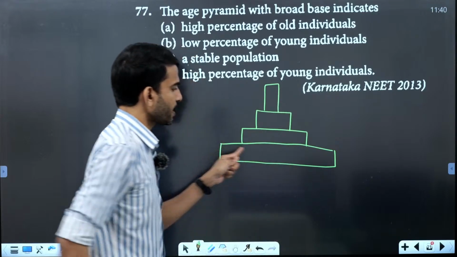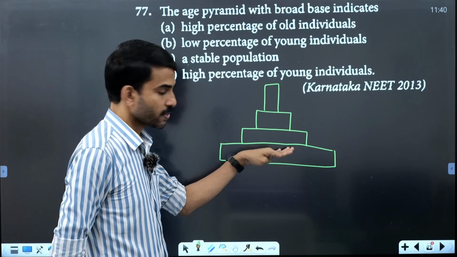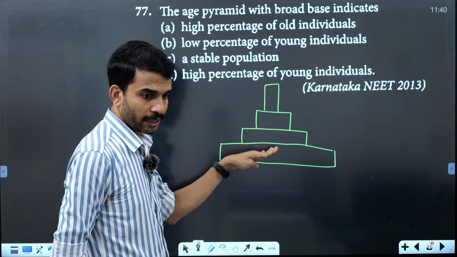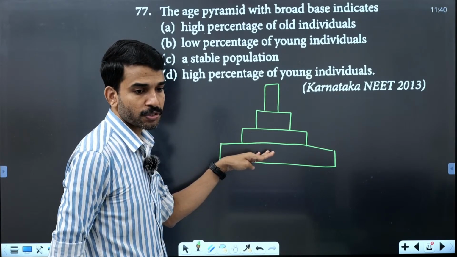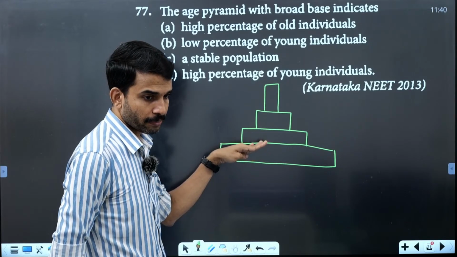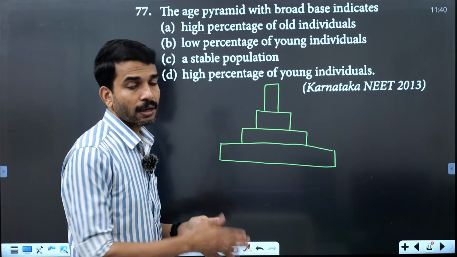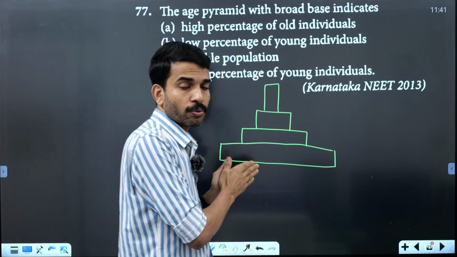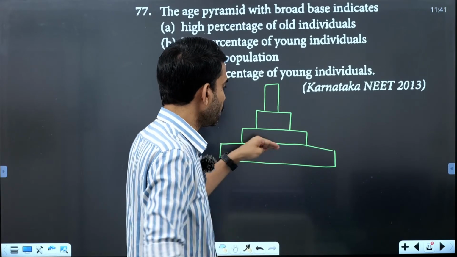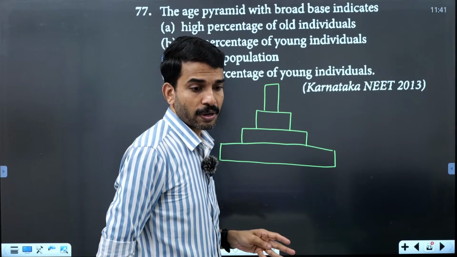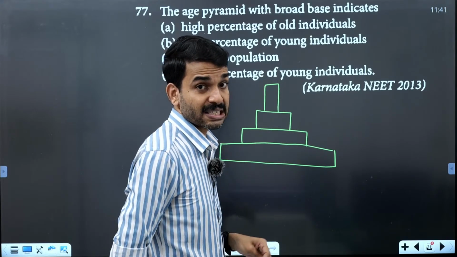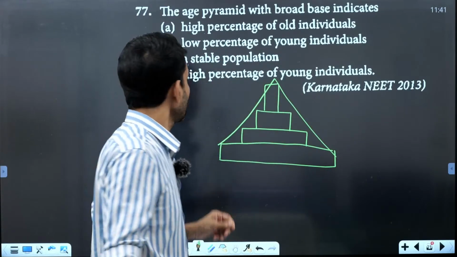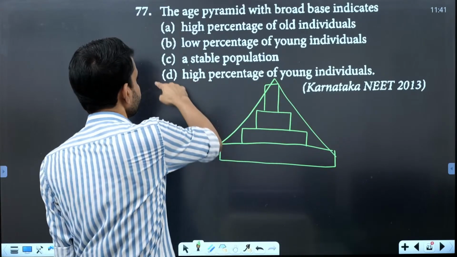Look here. So here we have a broad base, right? The base you just take has more area. That means you can see more members in this age group. So the pre-reproductive age group has more members. Above that, you take the reproductive and post-reproductive age groups. There we have fewer in number. It's a growing population, right? Growing population. So sure, we'll go with D.